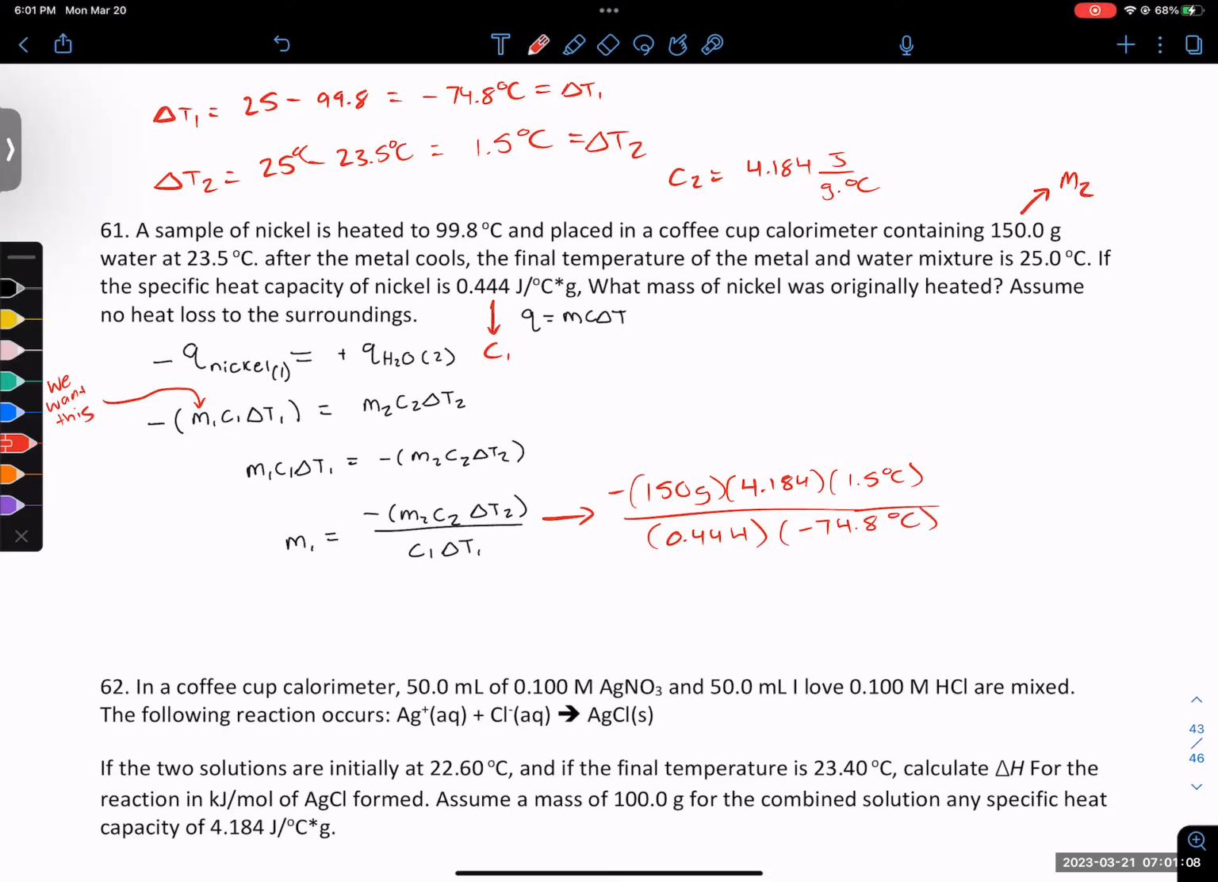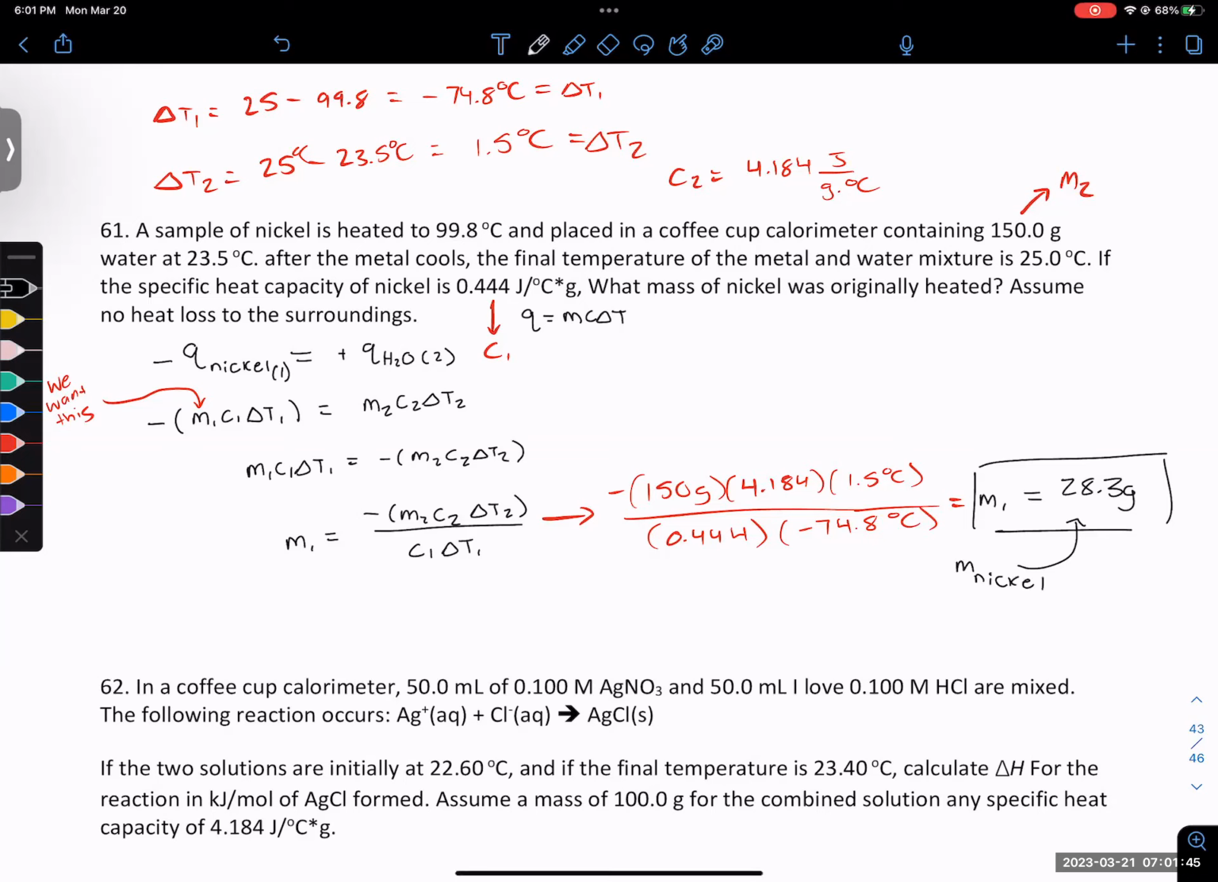All right, you can do that. Just put it into your calculator. Use parentheses when you put it into your calculator. It will save you a headache if you can't find the answer choice on the test. So this is equal to M1. And when you put that into your calculator, you should get about 28.3 grams, which is our mass. So M1, or the mass of the nickel, is equal to that.